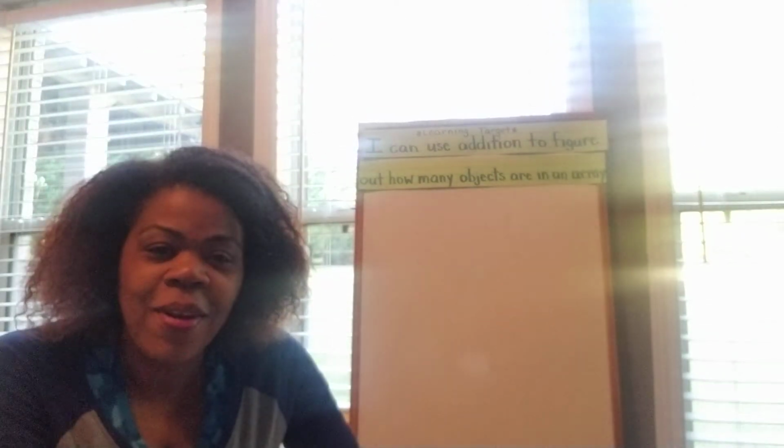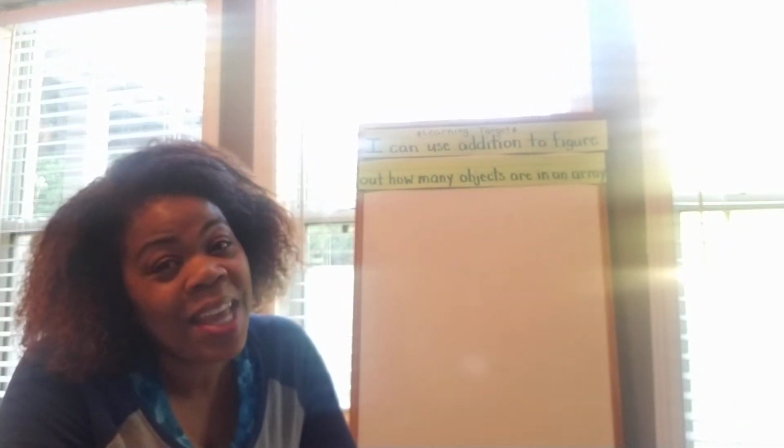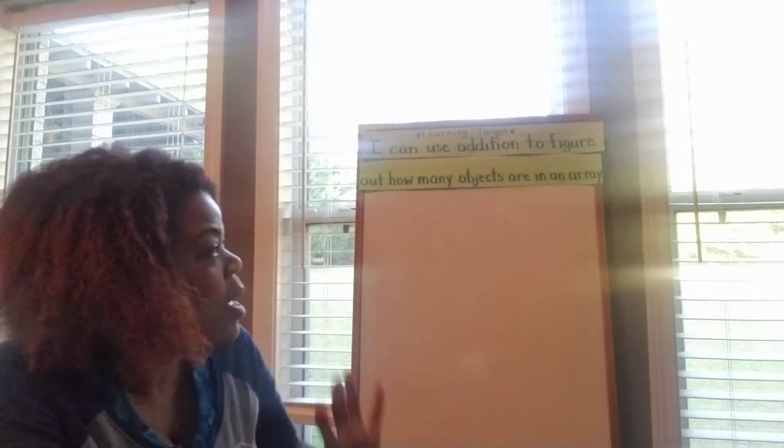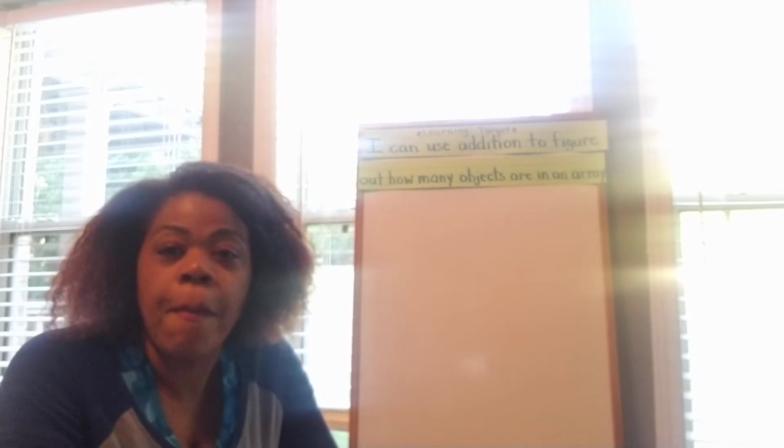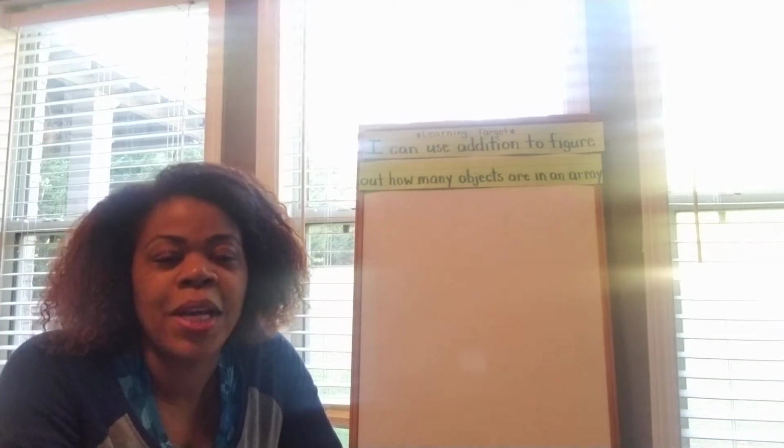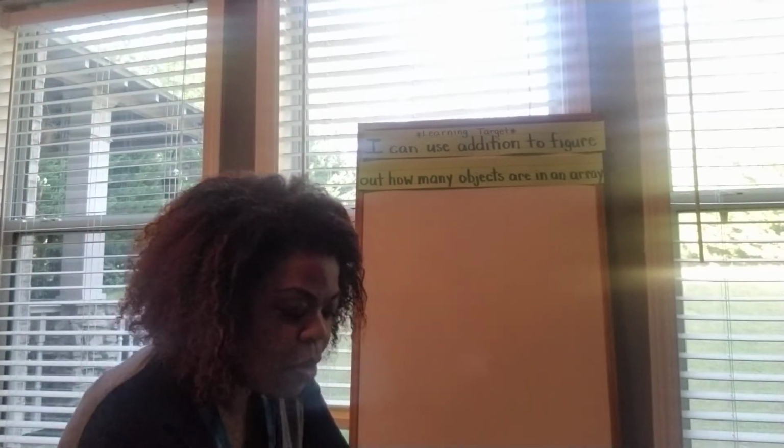And we're ready for another math lesson, okay? Here we go. So our learning target is still the same as we've been. I can use addition to figure out how many objects are in an array, and we are really just working on building our multiplication facts, okay? So today we're gonna work on different ways to show multiplication. And before we did that, I thought we would just do a little review of previous standard.